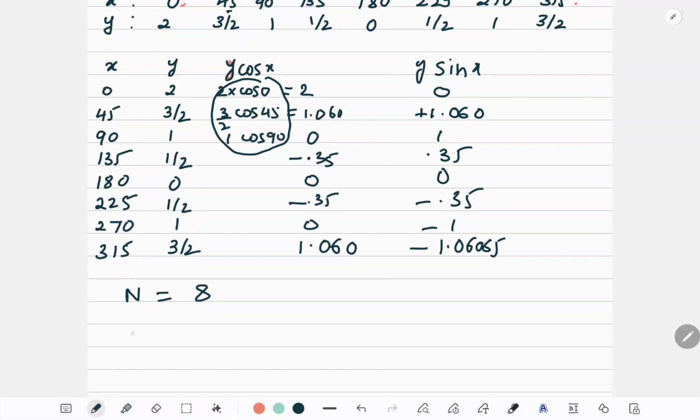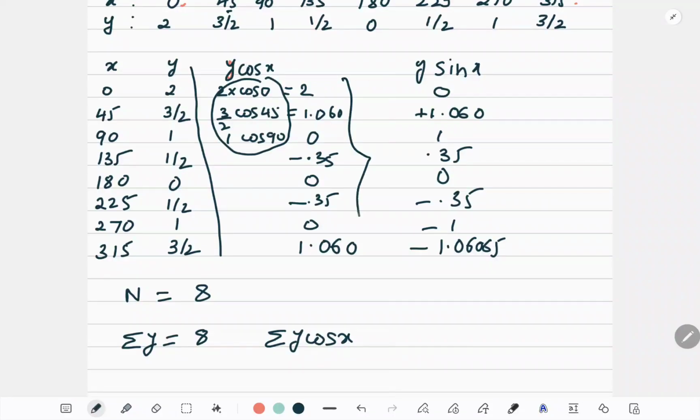So how do I find out the values? First step, I need summation of y. Summation of y means add all values in this column. So summation of y, if you add here, you will get 8. Then find summation of y cos x, which means add all these values in your calculator. You will find that it is 3.4142. Then you find summation of y sin x. Add all these values and this will be 0. Correct? Now, not always, in this particular question it is 0.